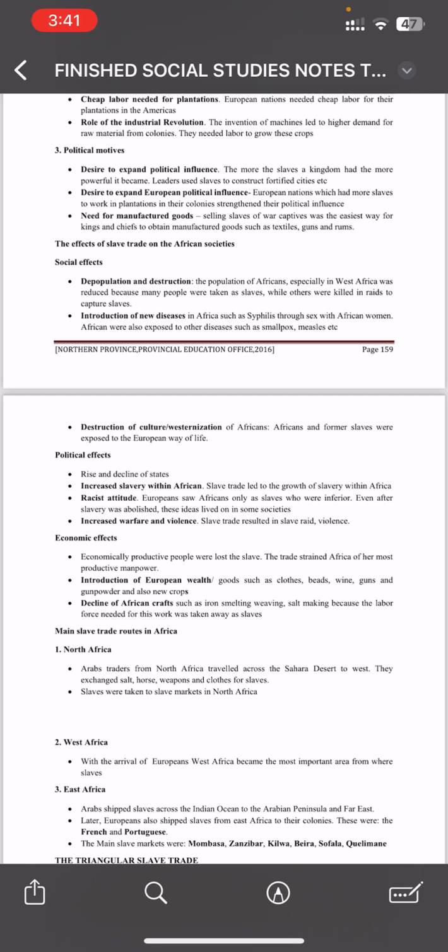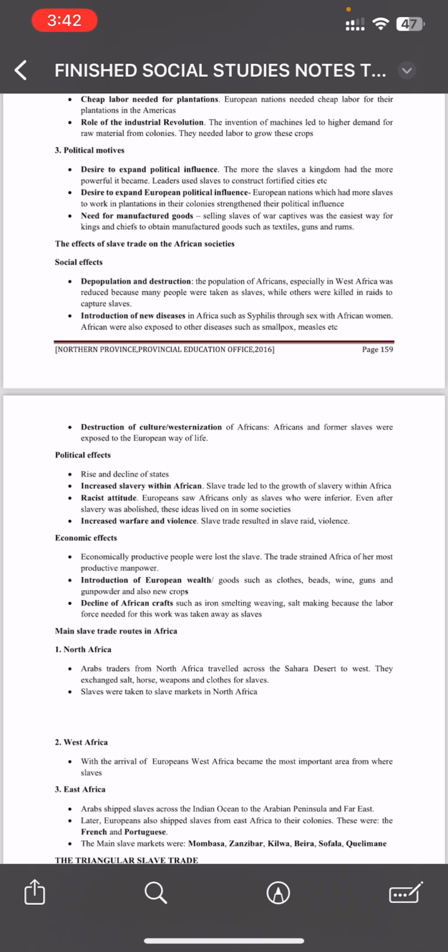Okay, destruction of culture or westernization. You find that these Europeans, when they came, those clothes they were bringing were not really modest clothing. Okay, so as a result, the culture was mixing up. So the slaves were exposed to the European way of life. So those were the social effects of the slavery.